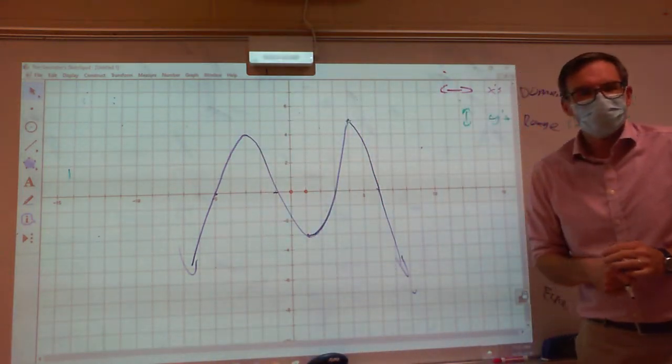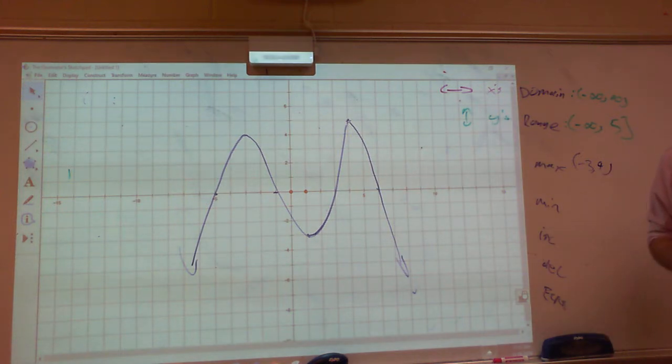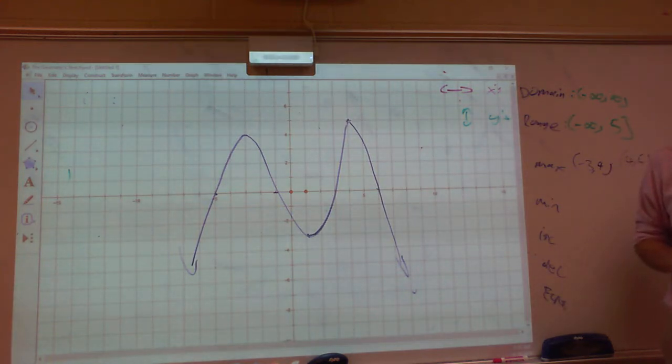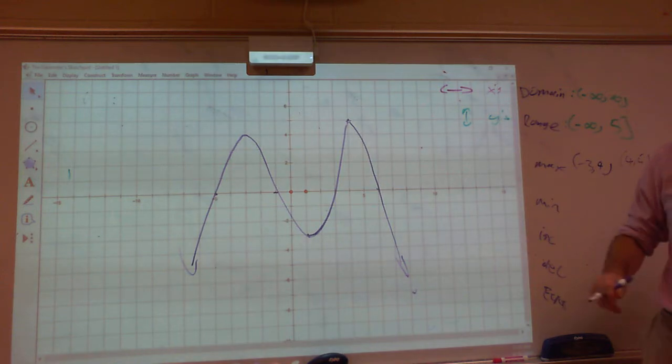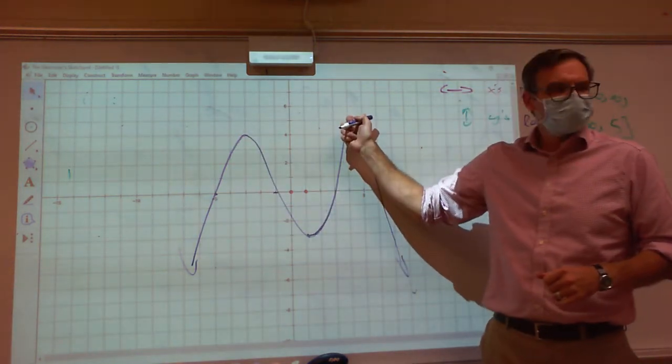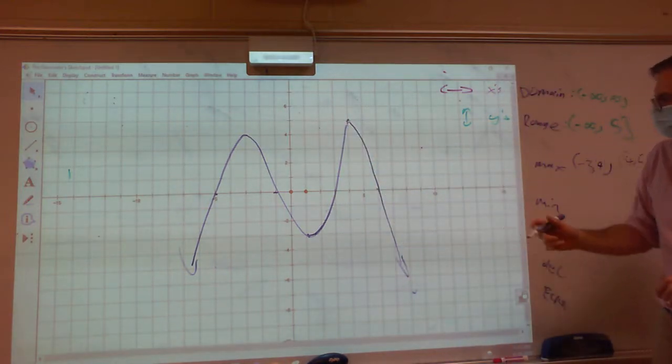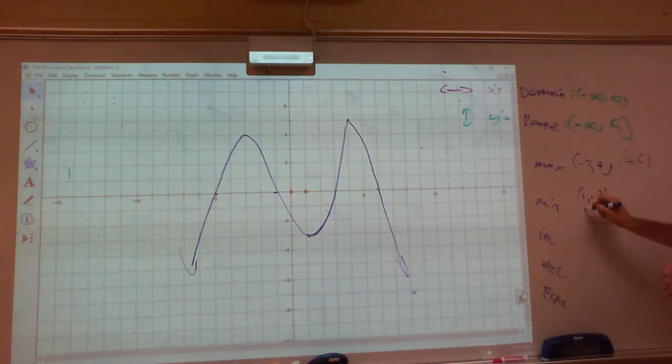What else is a maximum? Any other peaks in this graph? 4, 5. Okay, any more peaks? Okay, any valleys? All right, those are our peaks. Any valleys? 1, -3.